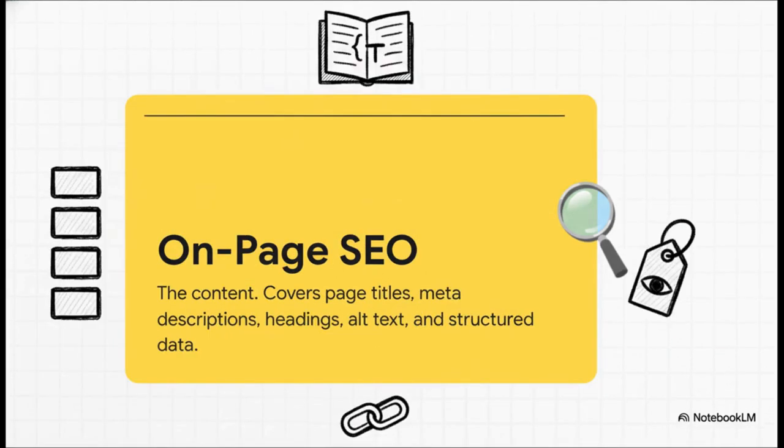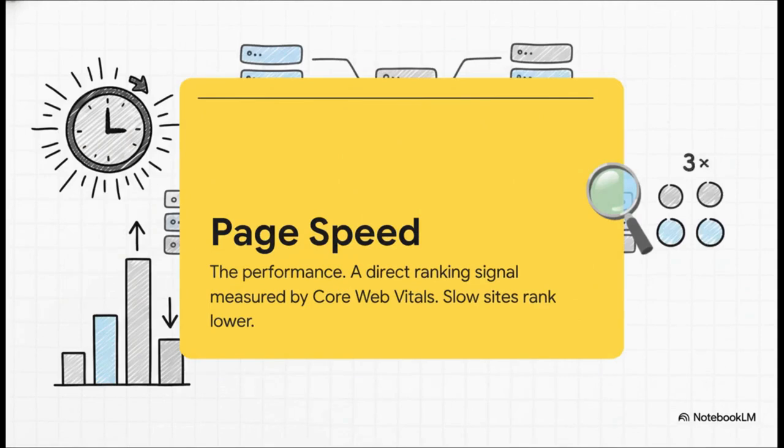Next, we have on-page SEO. This is all about the content on the page. We're talking about page titles, meta descriptions, the structure of your headings, and image alt text. And here's the golden rule. Every single page must have its own unique and relevant metadata. No exceptions. Our third dimension is page speed.